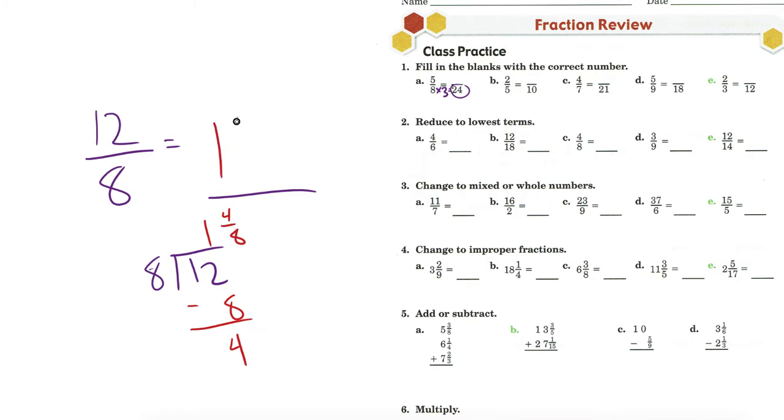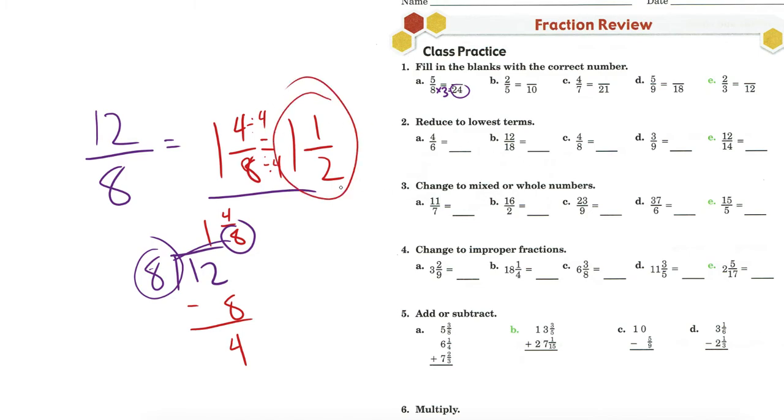Okay, 1 and 4/8. I got the 8 from my divisor here. And ask yourself, can you reduce this? Yep, I can reduce this. I can divide 4 and 8 by 4 also. So that'll give me 1, and 4 divided by 4 is 1, 8 divided by 4 is 2. So 1 and 1/2 is the mixed number for this question.